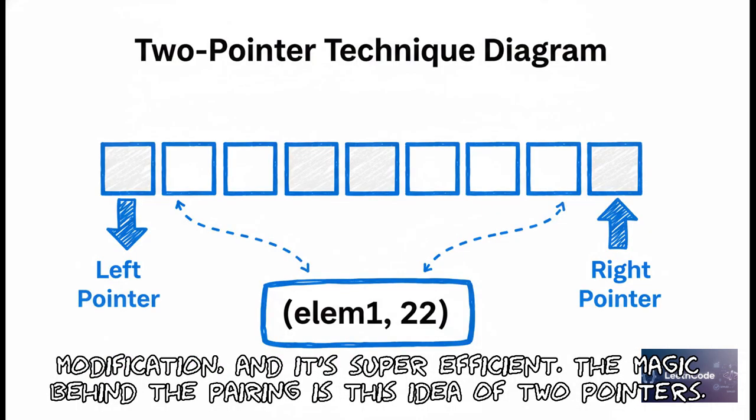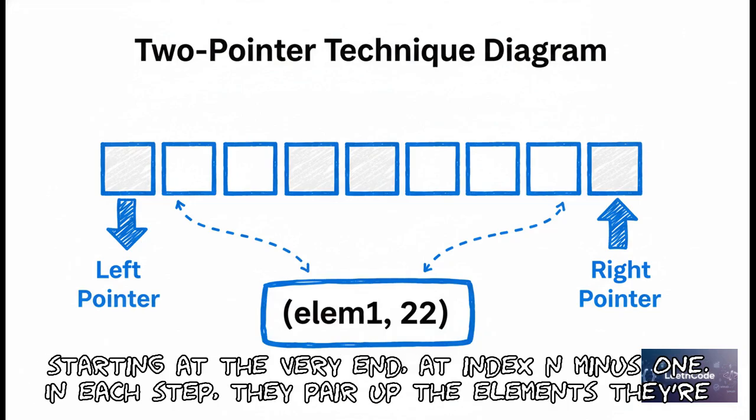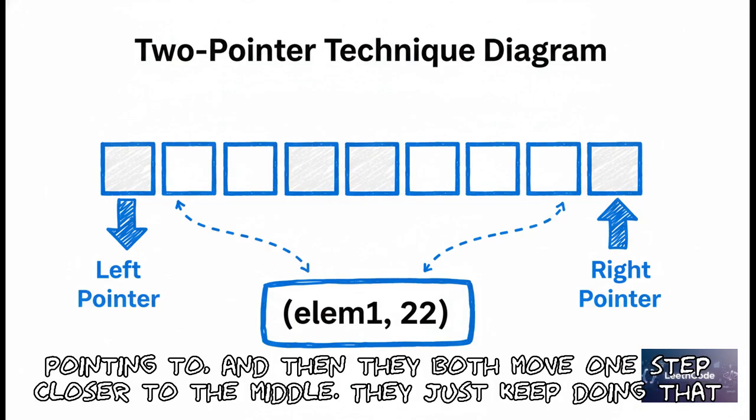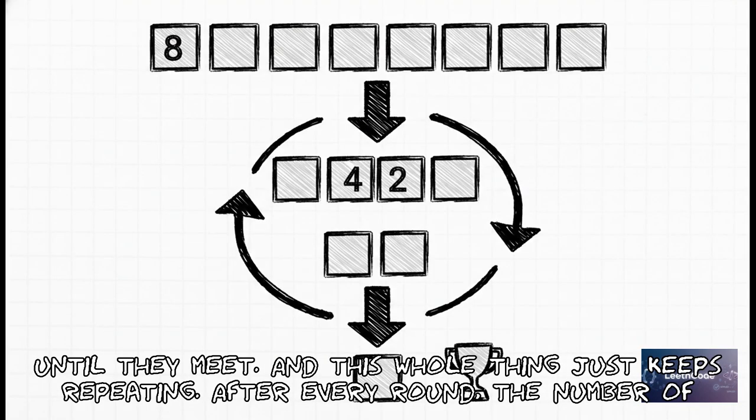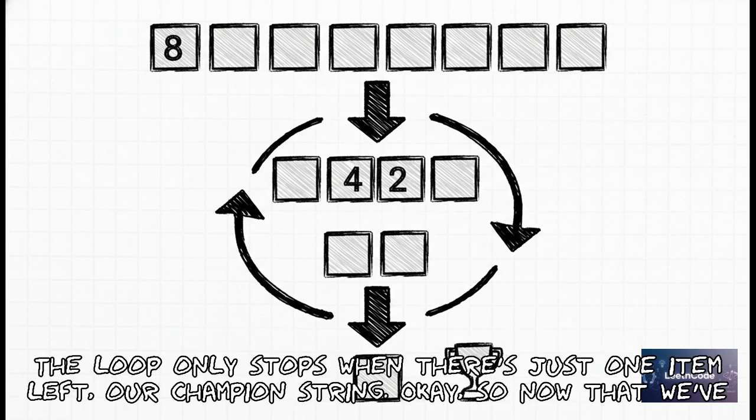The magic behind the pairing is this idea of 2 pointers. Basically, you have one pointer starting at the beginning of the list, at index 0, and another one starting at the very end at index n-1. In each step, they pair up the elements they're pointing to, and then they both move one step closer to the middle. They just keep doing that until they meet. And this whole thing just keeps repeating. After every round, the number of competitors gets sliced in half. We go from 8 to 4, then 4 to 2, and finally 2 to 1. The loop only stops when there's just one item left, our champion string.